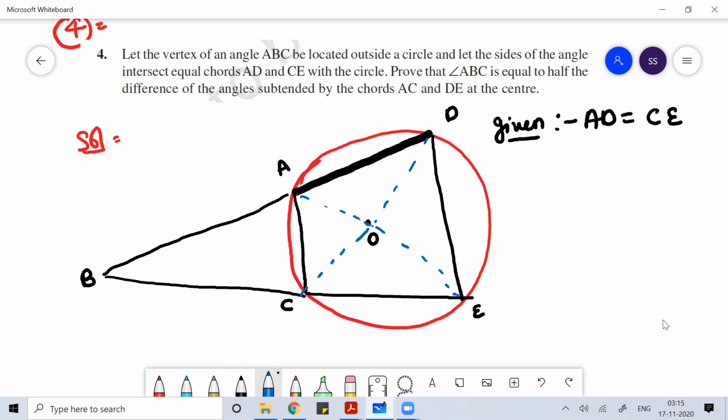Now you know that equal chords subtend equal angles at the center. So this angle and this angle will be equal because equal chords are there. They subtend equal angles at the center. Now let this be angle 1, this be angle 2.